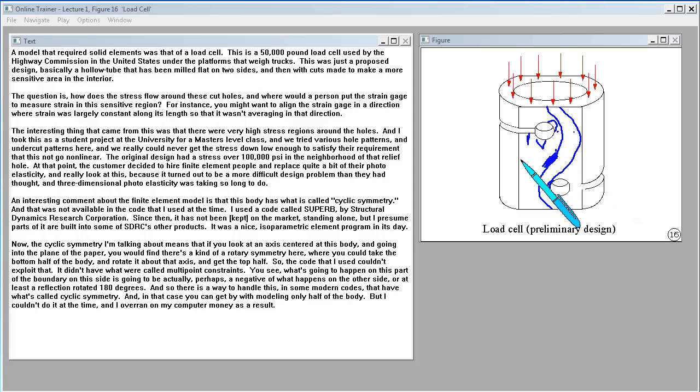Now, the cyclic symmetry I'm talking about means that if you look at an axis centered at this body and going into the plane of the paper, you would find there's a kind of rotary symmetry here where you could take the bottom half of the body and rotate it about that axis and get the top half. So the code that I used couldn't exploit that. It didn't have what were called multi-point constraints. You see, what's going to happen on this part of the boundary on this side is going to be perhaps a negative of what happens on the other side, or at least a reflection rotated 180 degrees. And so there is a way to handle this in some modern codes that have what's called cyclic symmetry. In that case, you could get by with modeling only half of the body. But I couldn't do it at the time, and I overran on my computer money as a result.